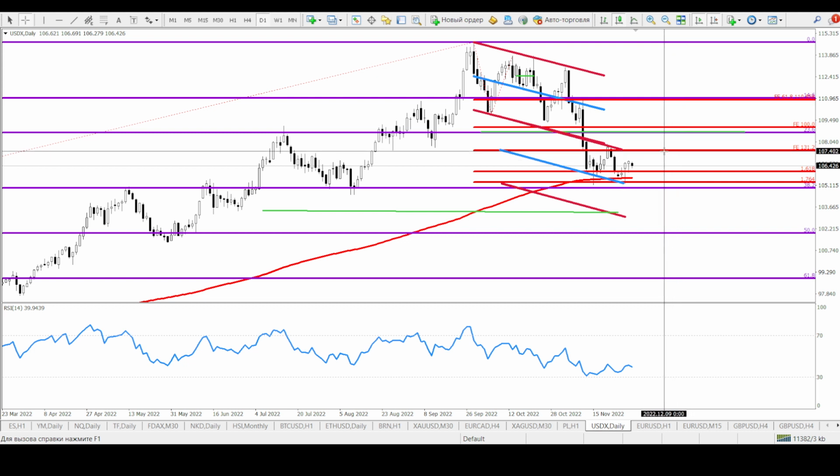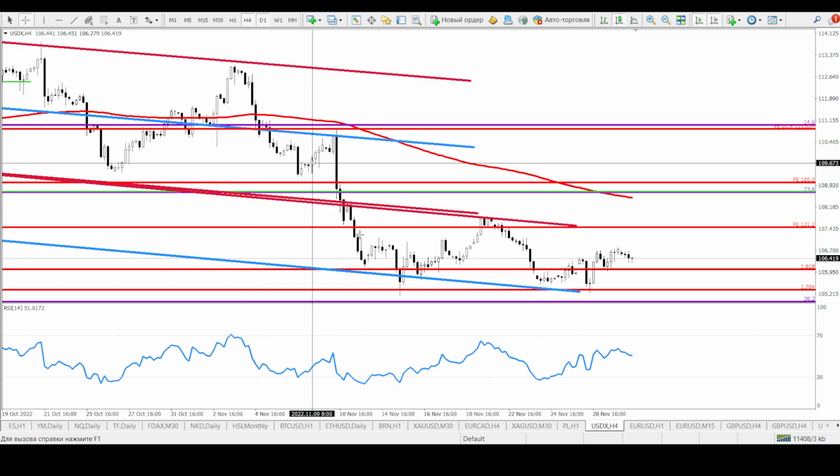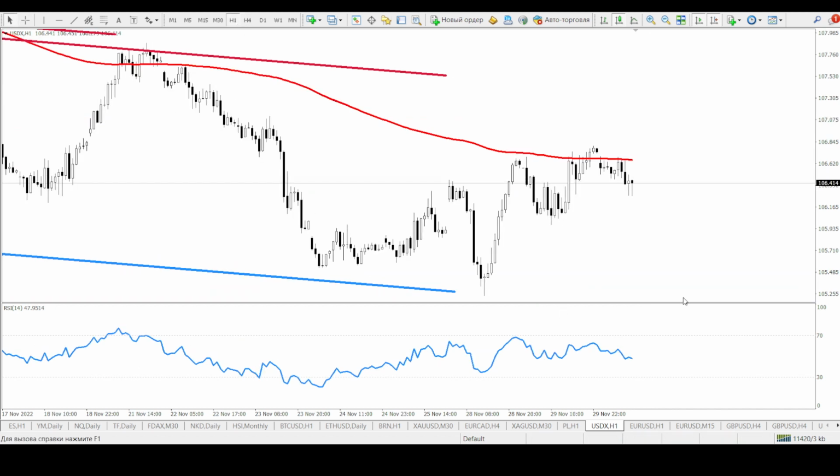For USDX, American dollar index, level of resistance on daily chart is 107.40, level of support 105.30, after that 103.30. On 4-hour chart, this is your resistance, 107.40. There is still no signal for us to buy or to sell.